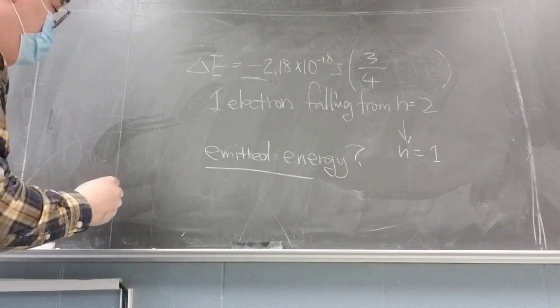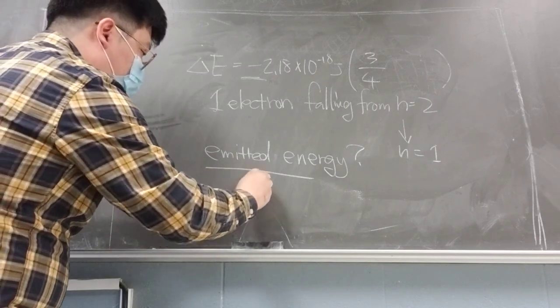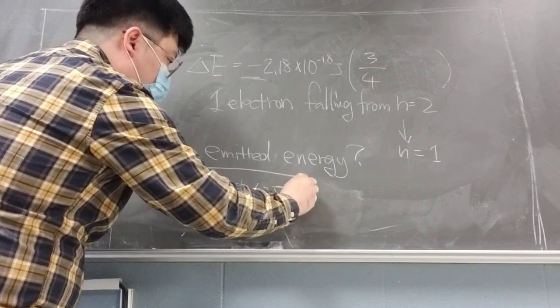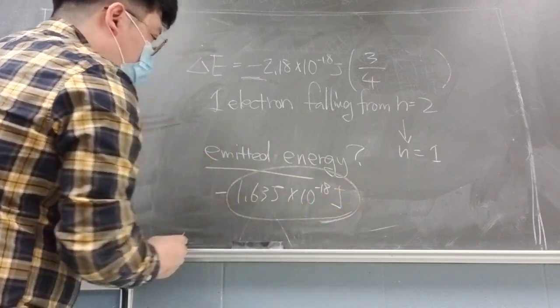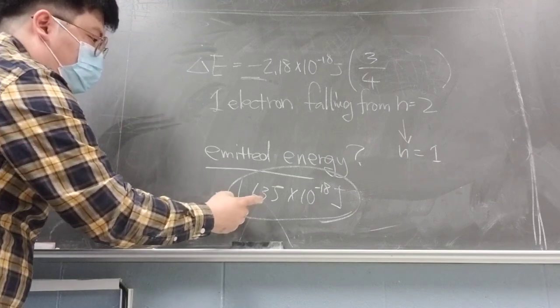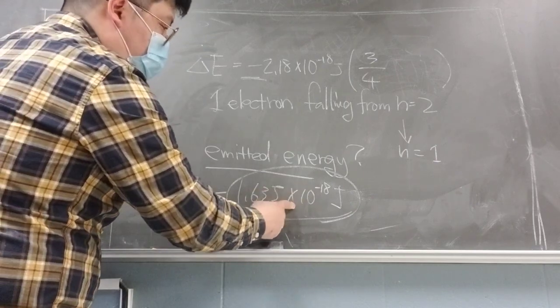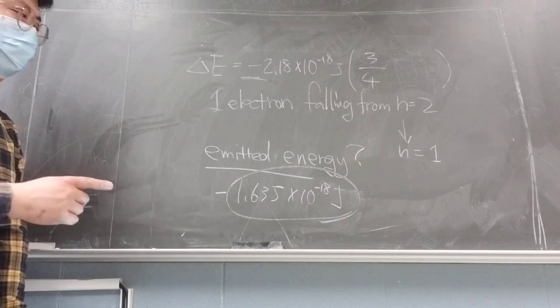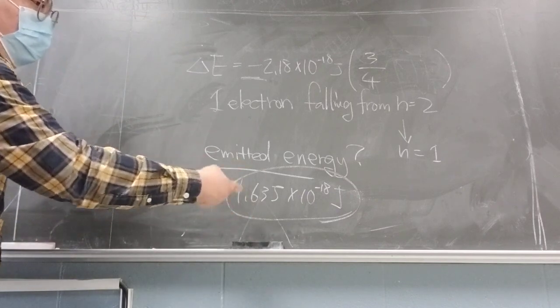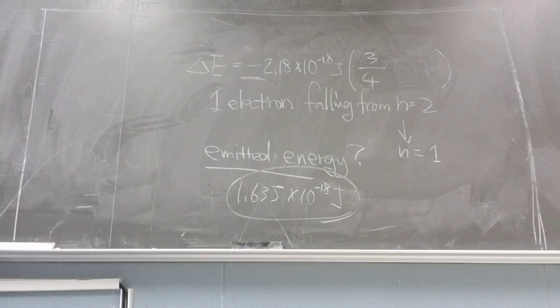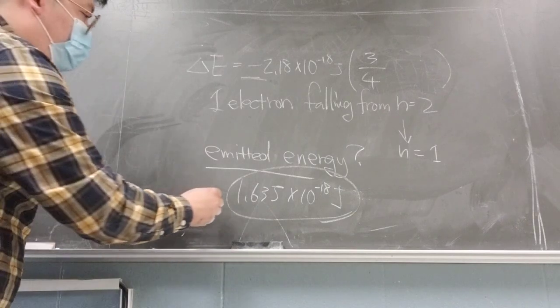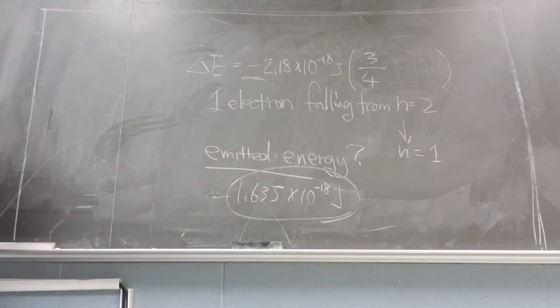So that would be negative 1.635 times 10 to the negative 18th joule. Either you can say negative 1.635 times 10 to the negative 18th joule, or you can say this amount of energy is just released. So released already has a negative meaning there. Either way works, but in a number, you can just put negative.